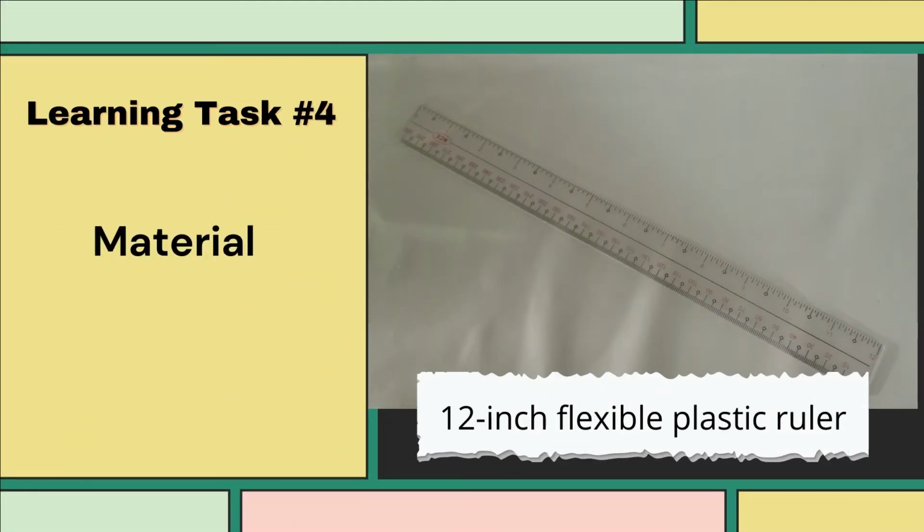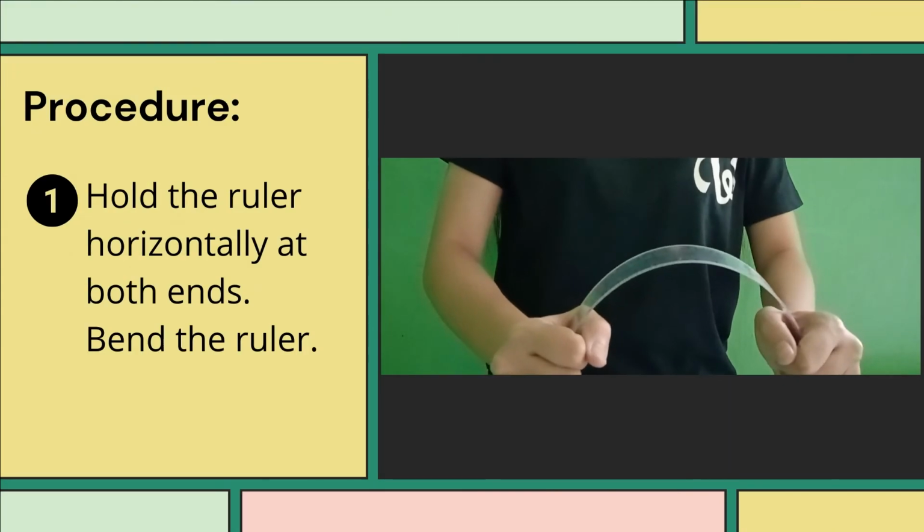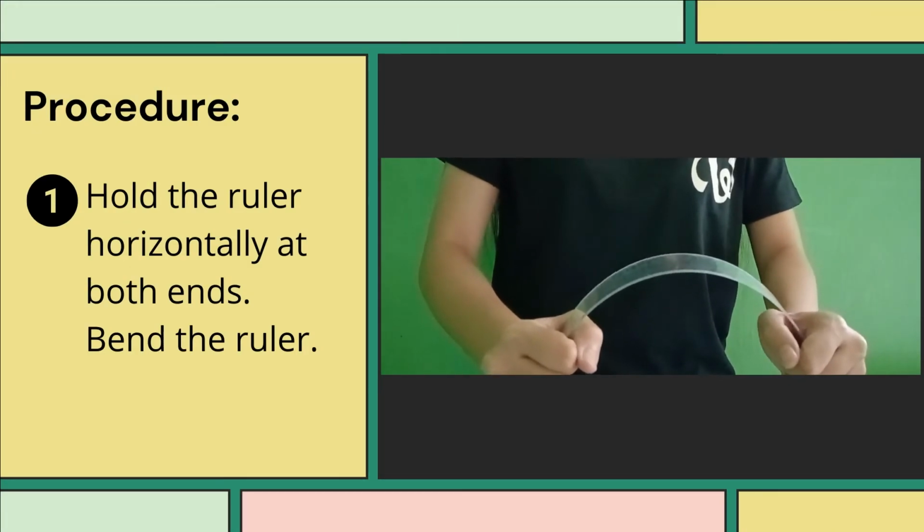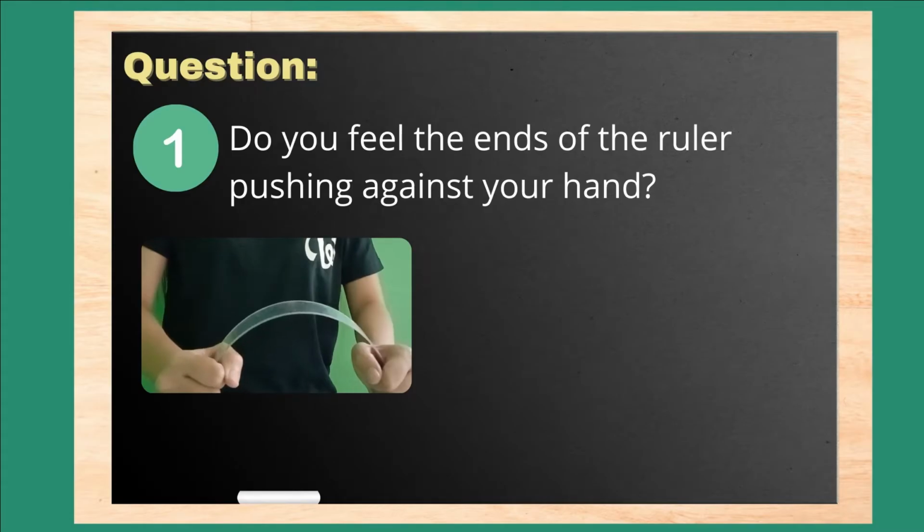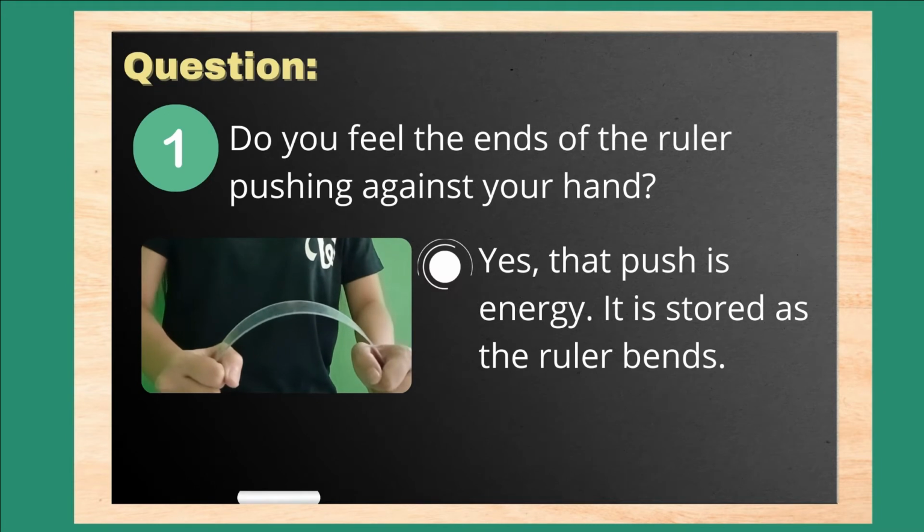answer sheet. Material: 12-inch flexible plastic ruler. Procedure: hold the ruler horizontally at both ends. Bend the ruler. Do you feel the ends of the ruler pushing against your hands?